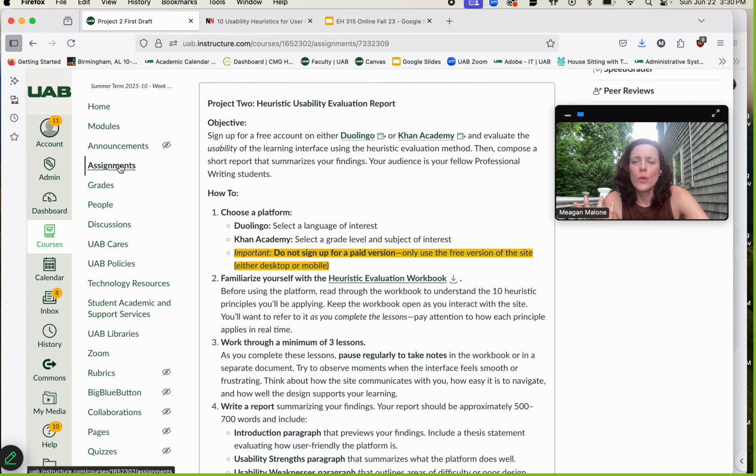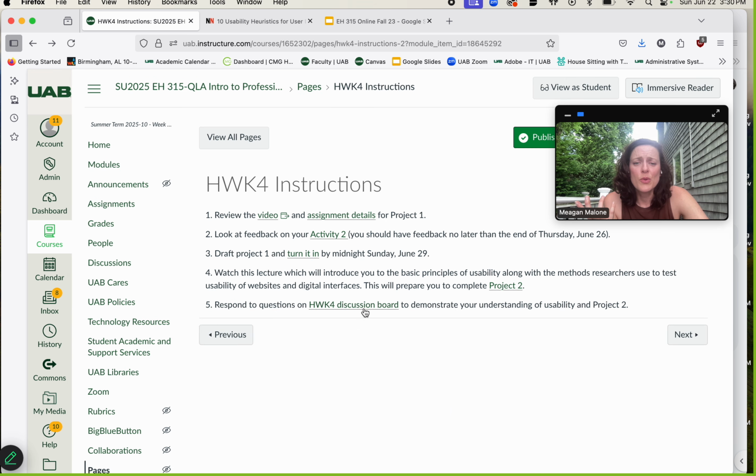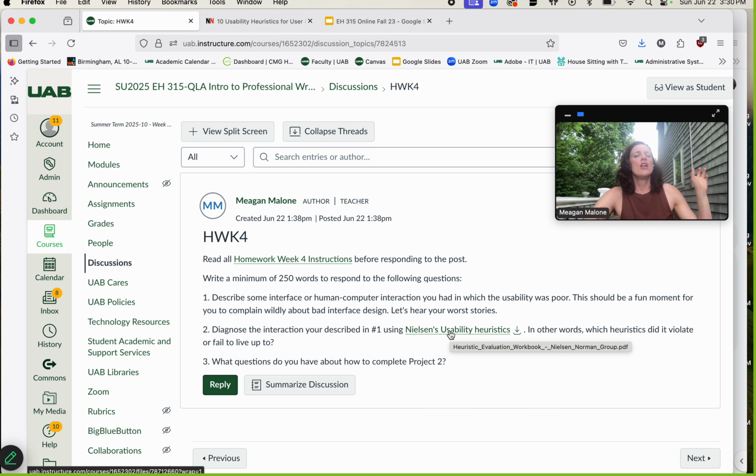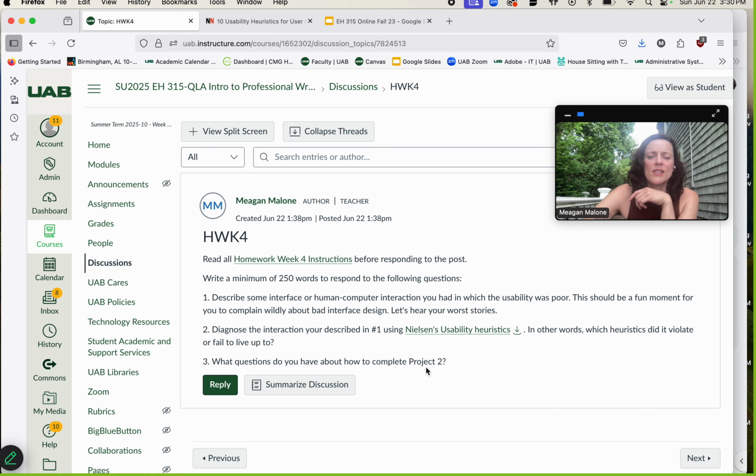And basically for this week, what I would like you to do is simply respond to a few questions. This should not take very long. Describe some interface or human computer interaction you had in which the usability was poor. So I want you to have fun and kind of complain about an interface. And then I want you to diagnose your interaction using the usability heuristics. So I would like you to say, this is one of the principles, one of the heuristics that it did not do well or that it violated. And then simply give me any questions you have about Project 2, and that should do it.